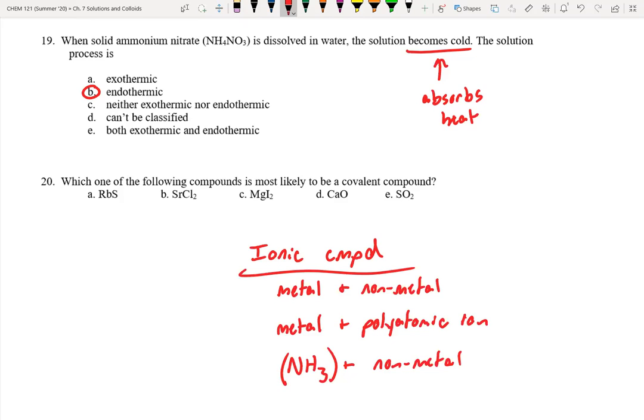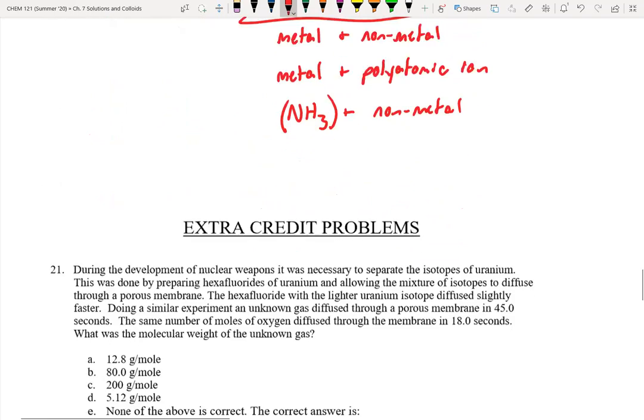All right, so let's see if we can find which one of these are ionic compounds. Well, rubidium is a metal, so I'd say that it's a metal plus sulfur, which is a non-metal. I cross that out and say it's ionic. Same thing with strontium, that's a metal, so that's got to be ionic. Magnesium's a metal, so that's ionic. Calcium's a metal, so that's ionic, which means that sulfur dioxide must be our covalent compound. It's between two non-metals. But that's good review.